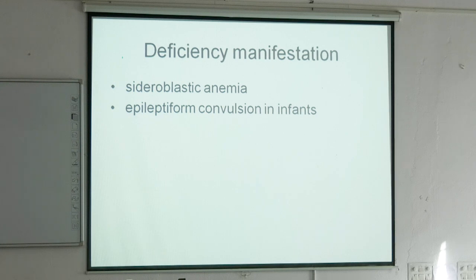Deficiency manifestation: sideroblastic anemia. B6 is required for synthesis of heme, so without heme there will be hypochromic, microcytic, and in some cases sideroblastic anemia. Epileptic convulsions in infants are also seen in case of severe B6 deficiency.